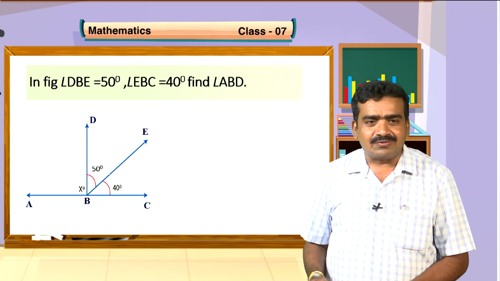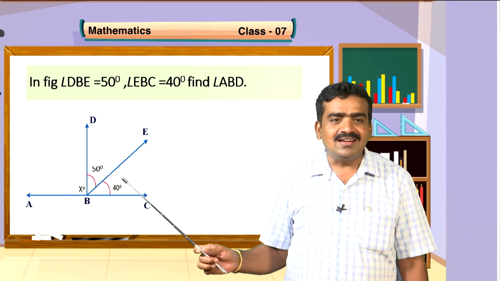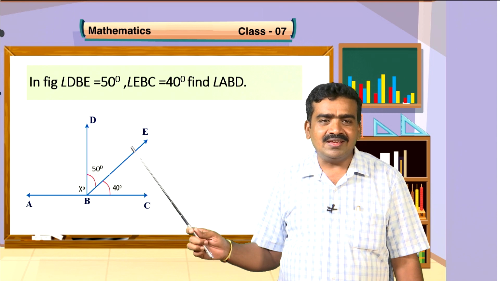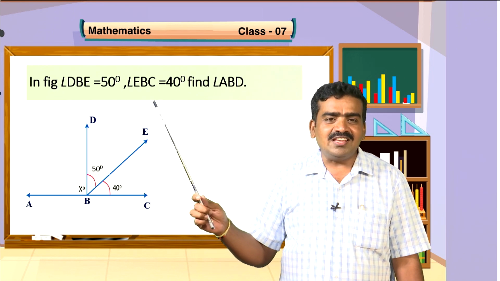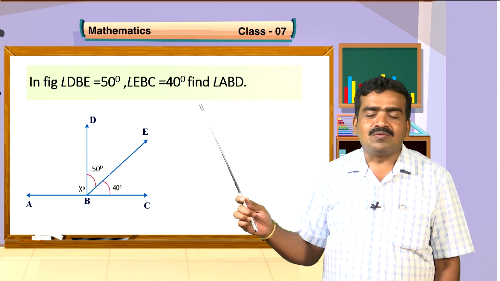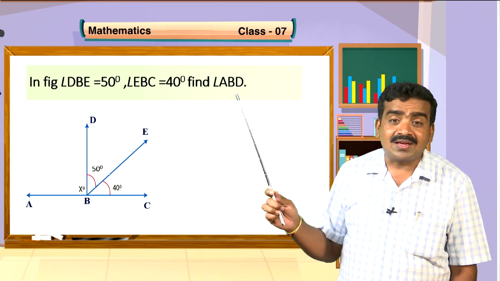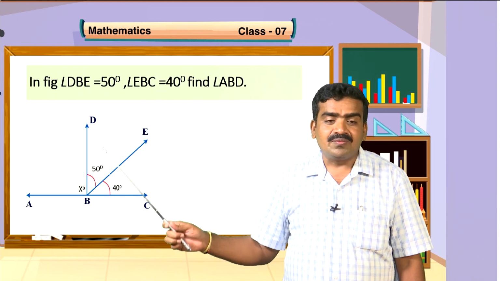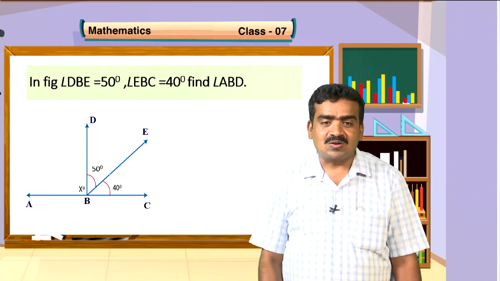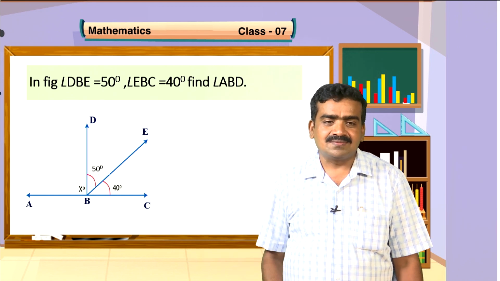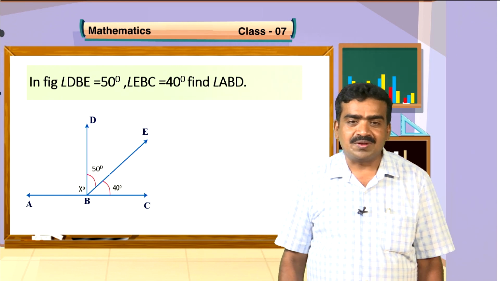Read the question carefully. In the figure, angle DBE. Where is DBE? DBE is 50 degree and EBC is 40 degree. What we have to do here? We have to calculate angle ABD. Write the question please and draw the rough diagram like this. Then what we have to do here?